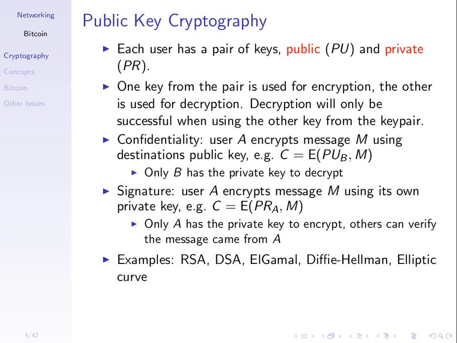Yeah, if you want both of these features, signature and confidentiality, just use them both. That is, encrypt the message with the destination's public key for confidentiality, and also encrypt using your private key for the signature part of it. So they're two separate features, two separate operations, and we can do both of them if we like.